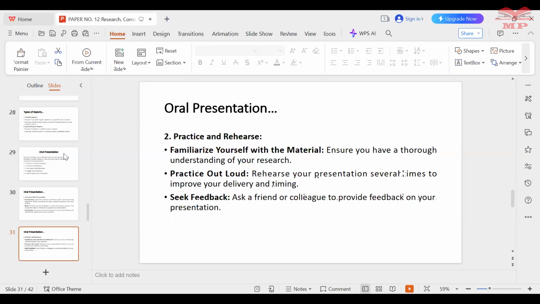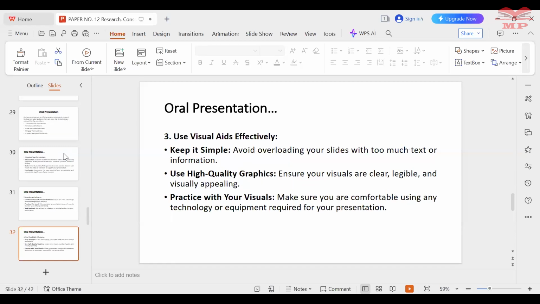And when it comes to seeking feedback, it is important that the presenter should ask a friend or colleague to provide feedback on how the presentation has been done, maybe in a different setting. Then improvements can be instituted in relation to how the oral presentation can be refined.